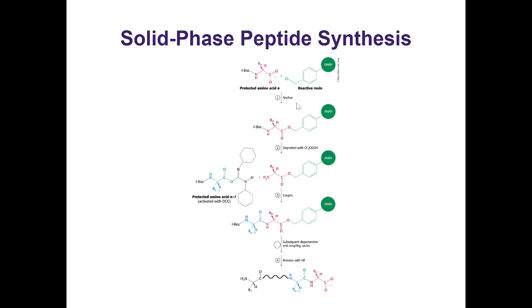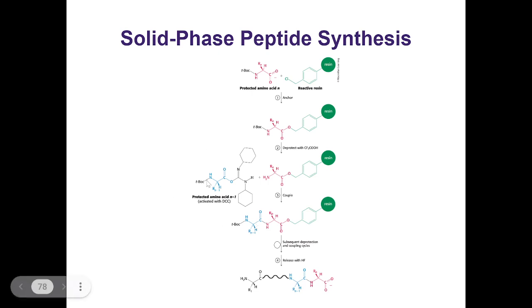So again, the first thing we need to do is anchor it onto the resin, and this is our anchor right here. Then the next thing we're going to do: we protected this amine here so that we didn't get reactions we didn't want. And so now we're going to take off that protecting group, the TBOC in this case, with that trifluoroacetic acid. Now we have an open amine. We have an activated amino acid right here, activated with DCC. This is then going to come along, react, form the amide linkage, and we've linked on another amino acid.